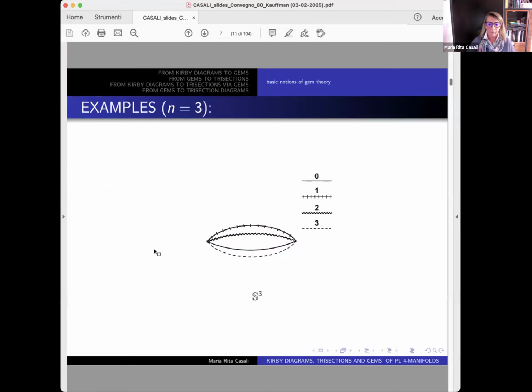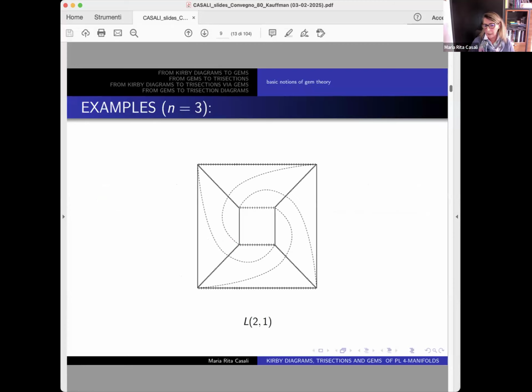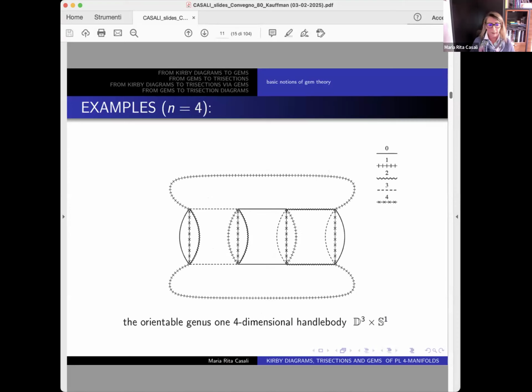Some examples may be useful. This is the standard graph representing the 3-sphere, two tetrahedra with all triangular faces identified. Again in dimension 3, the orientable sphere bundle over S^1, and the real projective space, that is the lens space L(2,1). In dimension 4, the complex projective plane, and the 4-dimensional handlebody of genus 1.